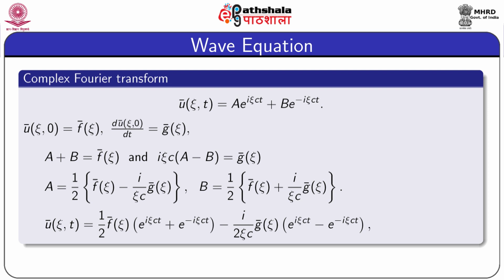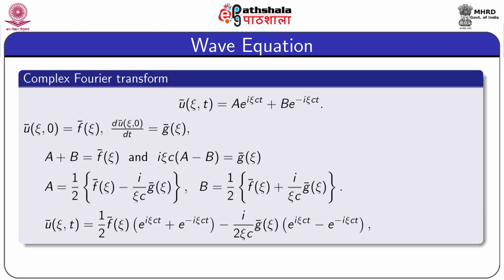The Fourier transform of the initial condition gives ū(ξ, 0) equals f̄(ξ), and dū/dt at t equals 0 is ḡ(ξ). Now, if we apply these two conditions in the general solution, we obtain a + b equals f̄(ξ) and iξc(a − b) equals ḡ(ξ).